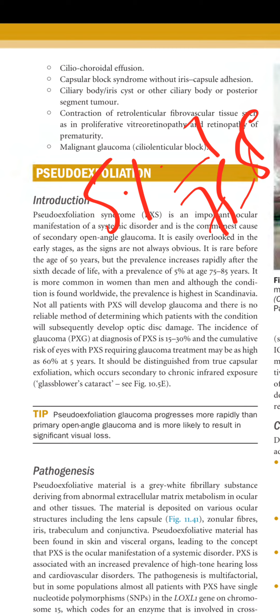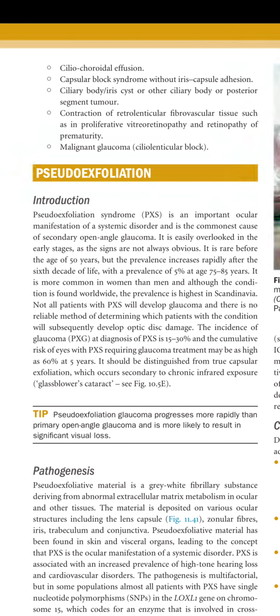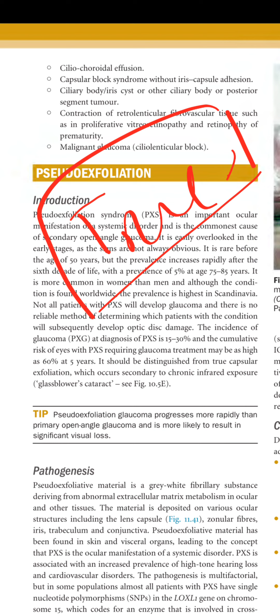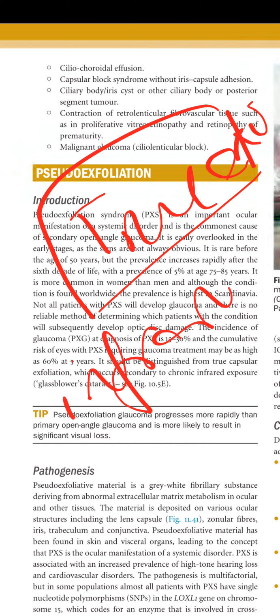And the cumulative risk of eyes with pseudoexfoliation syndrome requiring glaucoma treatment may be as high as 60% at 5 years. It should be distinguished from the true capsular exfoliation, which occurs secondary to chronic infrared exposure, glass blower cataract. So, what is a true exfoliation and a pseudoexfoliation? Basically, the true exfoliation occurs after infrared exposure, and this is called the true exfoliation.